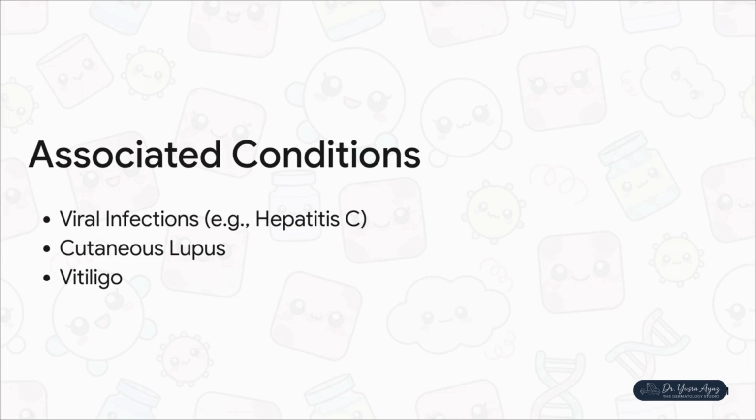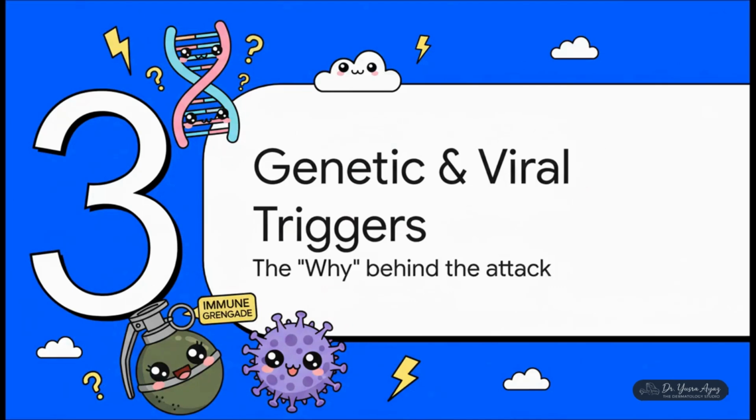And its strong connection to viral infections, like hepatitis C, also really supports that idea that the immune system's wires get crossed while it's trying to fight off a real enemy. Okay, so we've got the how. We know the mechanism of the attack. Now let's start digging into the why. What's actually pulling the pin on this immune grenade in the first place?